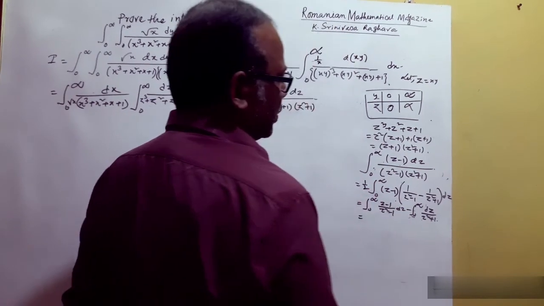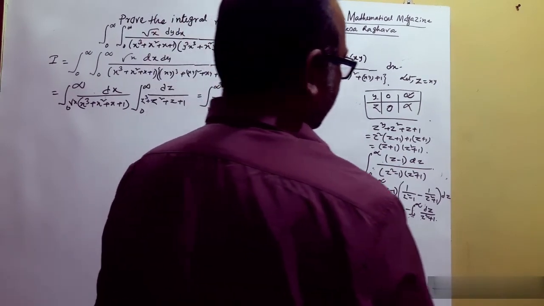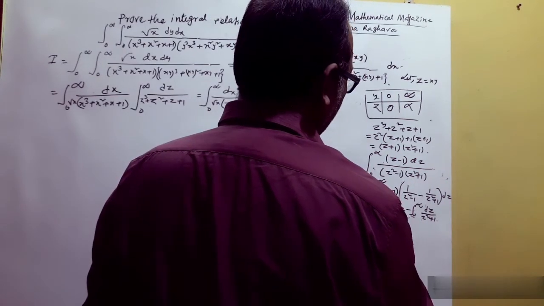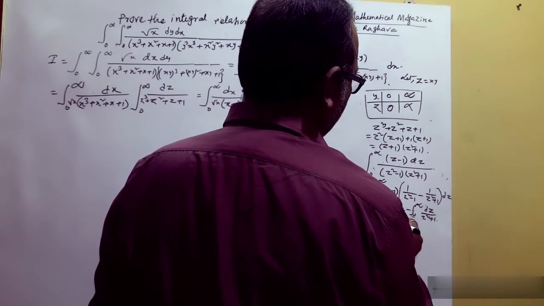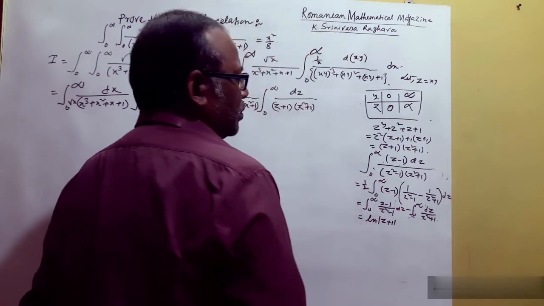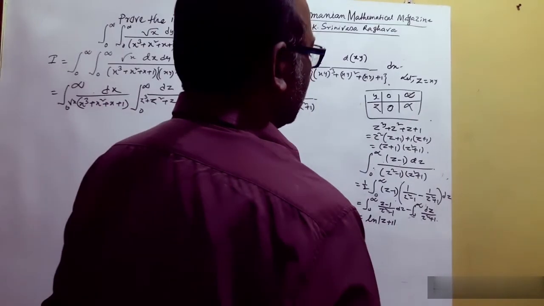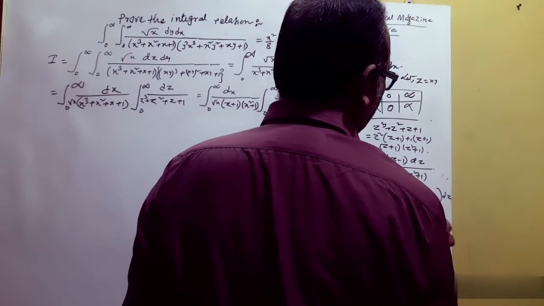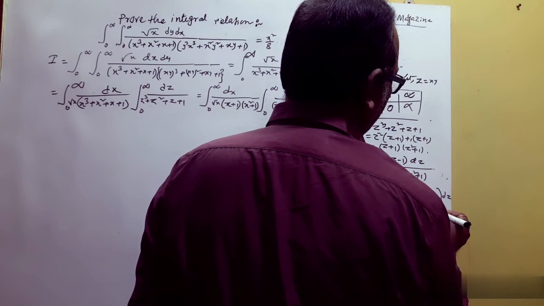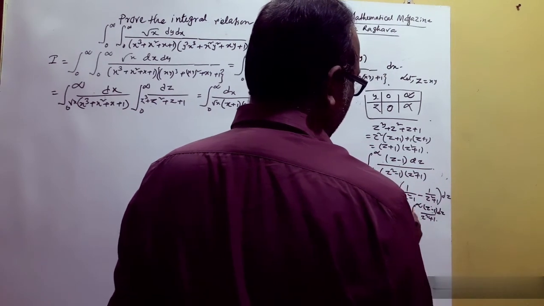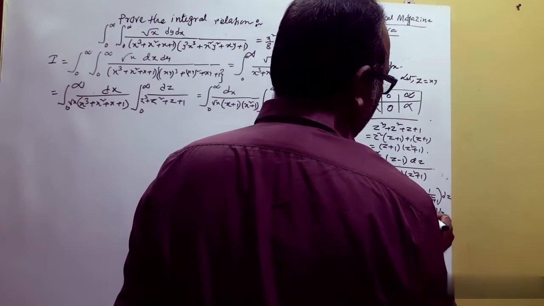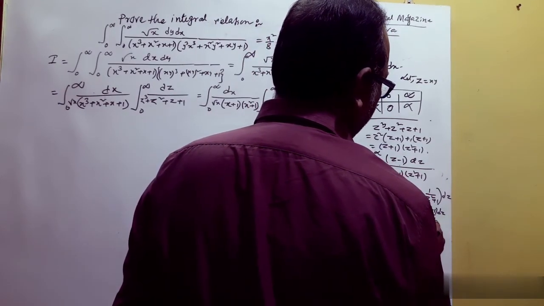So from this, we can write here ln mod z plus 1. I wrongly multiplied by z minus 1 also and dz. And this is dz by z plus 1. This is ln z. And this is here 0 to infinity.